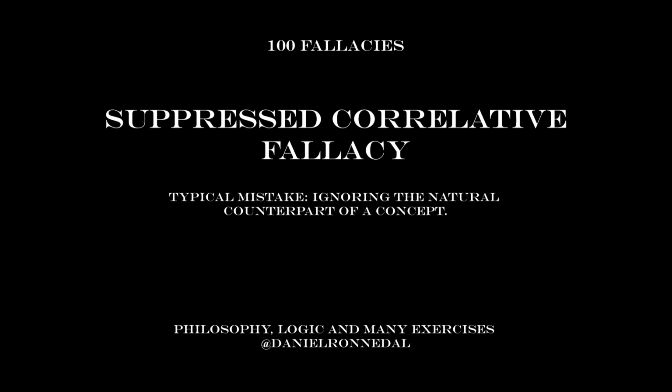Suppressed correlative fallacy. The suppressed correlative fallacy occurs when someone defines a concept in a way that ignores or eliminates its natural counterpart, thereby creating a misleading conclusion. Many concepts are meaningful only in relation to their opposites. Example, Person A: Some people are normal. Person B: Everyone has quirks and behaves strangely at times, so no one can actually be called normal. Another example: everything is large to something. Even an ant is large compared to a bacterium. Therefore, nothing is really small.